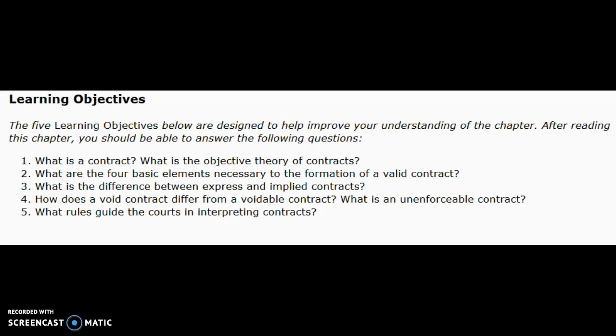The number 3 is the difference between express and implied contracts. An express contract is a contract which is entered into by words, either written or spoken. So if we go back to the example, will you mow my lawn for $20? And you say yes, there the terms are, and they're oral, but they're just as valid as if they were in writing.